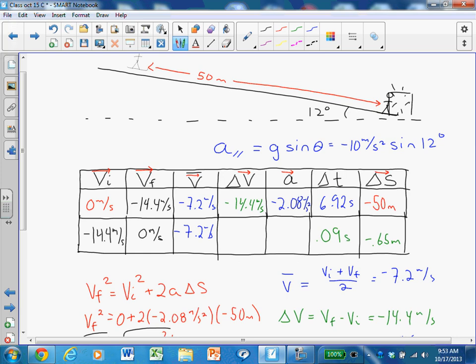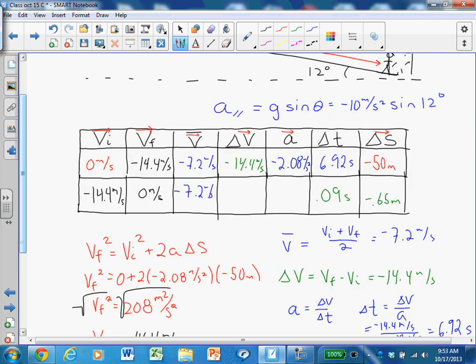Delta V here, just to finish this up, would be this minus that, and a minus would give us a what? Positive. So my acceleration, or our acceleration, would be delta V over delta T.